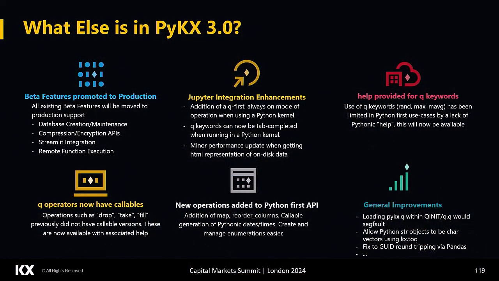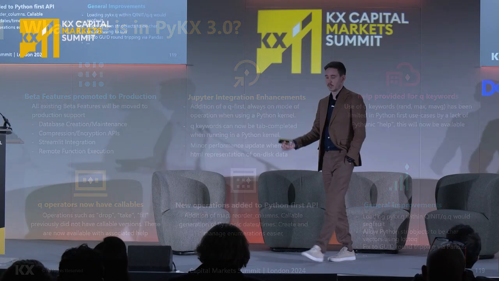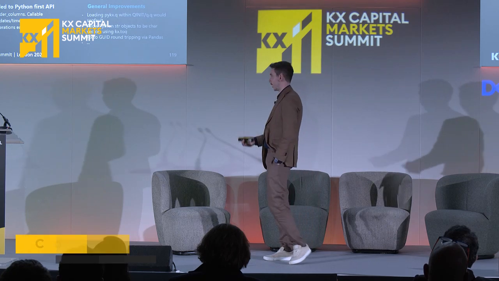So I mentioned 6 months of work, so 2 features aren't enough. What else is in it? I'll skip through a lot of this. Some of this is specific for some users, but there's help functionality provided for Q keywords. So if you do help on kx.q.max, you'll get an example of what max looks like for a Q user. You'll get examples of what rand looks like, moving averages. Specifically important is the top left corner.